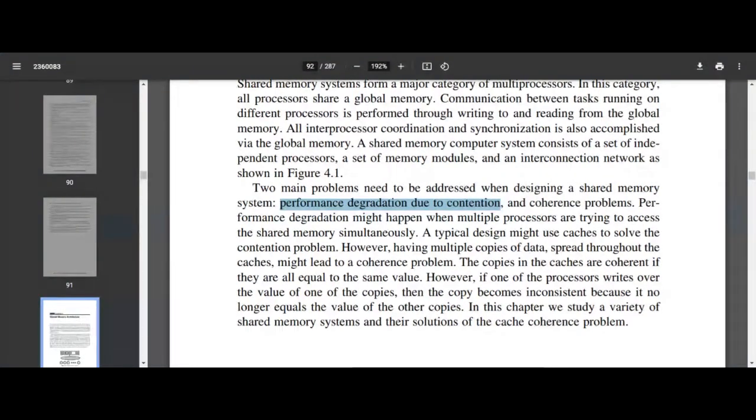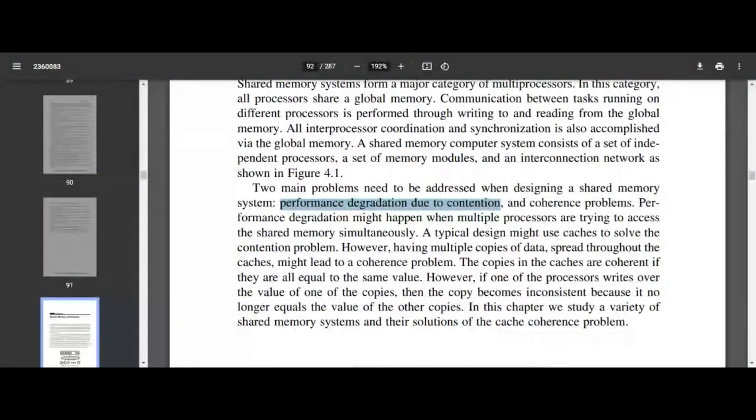The performance degradation might happen when multiple processes are trying to access the shared memory simultaneously. That is a typical design issue, which a cache resolves for the contention problem. Otherwise you keep going to the memory again and again, bringing the same attribute to your own work, in an environment where you are contending on a single chip. That creates a problem for all of you. However, you can see that there are multiple copies of data spread throughout the caches.